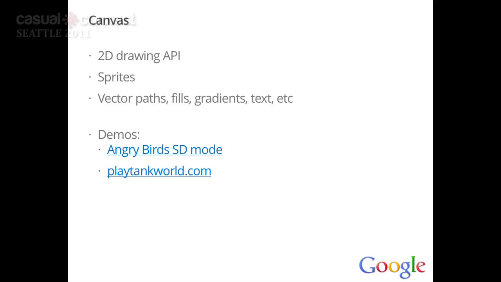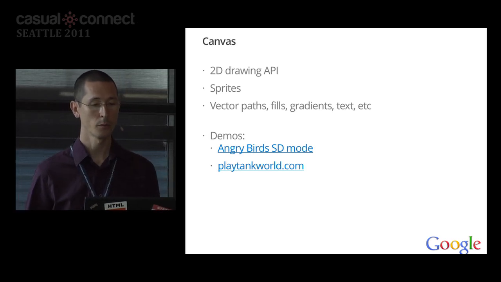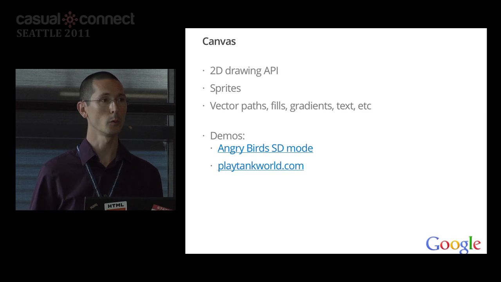Canvas is a completely separate API. The 2D Canvas is a drawing API that can handle images for sprite-based games, but it can also do vector-based drawing. So you can have paths, fills, gradients, text, etc. It's an imperative API, so that means that you provide instructions every time you want to draw a scene. There's no retained scene graph or anything of that nature. So again, it's fairly simple and straightforward.